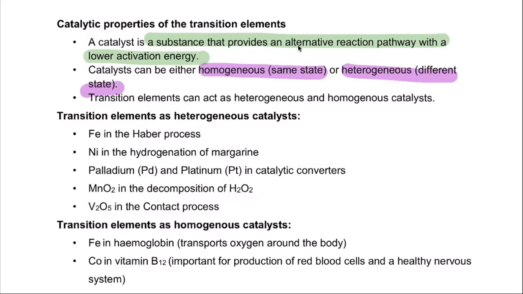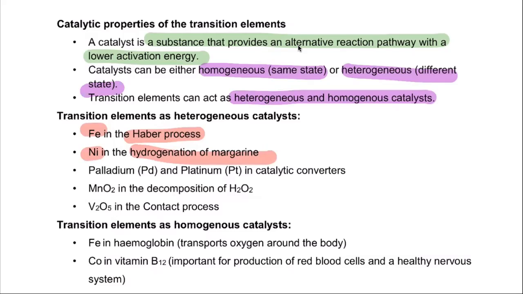So transition elements can act as both homogeneous and heterogeneous catalysts. I mentioned a couple of examples earlier, but there's the Haber process, where they use iron to make a reaction go faster so they can create ammonia more quickly. Then there's hydrogenation of margarine. Hydrogenation is a topic we'll learn about when we get to organic chemistry. Essentially, hydrogenating something means you're adding hydrogen atoms to its molecule. They can speed that up by adding some nickel into the reaction container, and that makes it go faster.